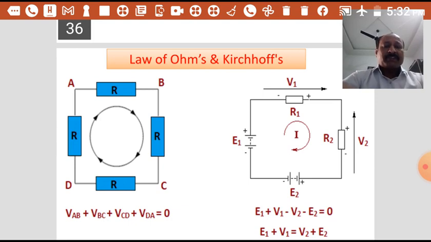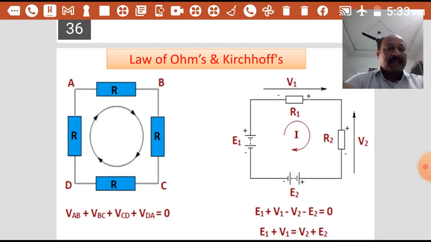See the second circuit consisting of R1 and R2. Two resistances are there and two voltage sources, E1 and E2. The direction of the current is clockwise. Current will flow from the E1 battery from positive to negative, and that will be the positive current. Whereas E2 is connected exactly opposite in polarity with respect to E1.